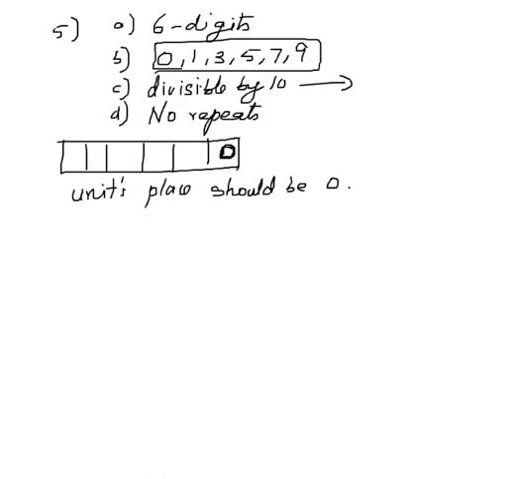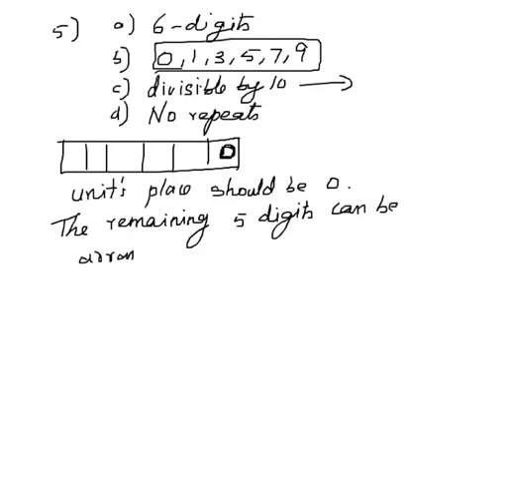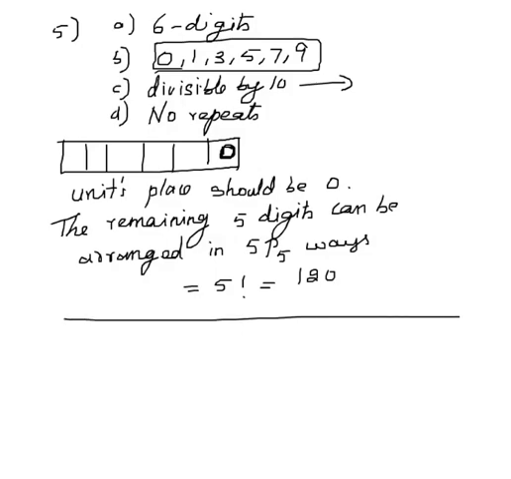So 5 places remaining. 5 digits in 5 places can be arranged in 5P5 ways. The remaining 5 digits can be arranged. It is an arrangement question, a permutation question. 5P5 ways, which is 5 factorial. The answer is 120, into 1 for the units place. So the answer is 120.